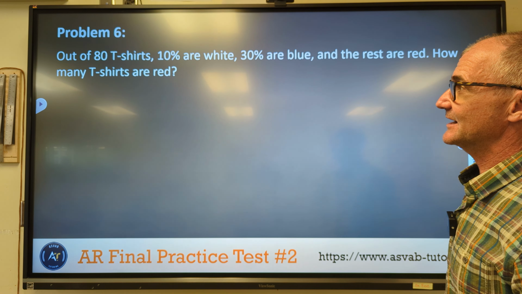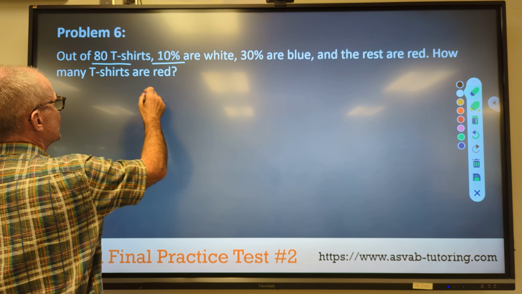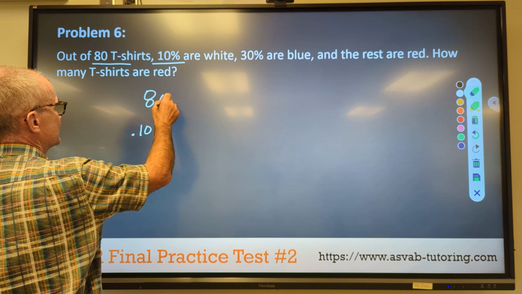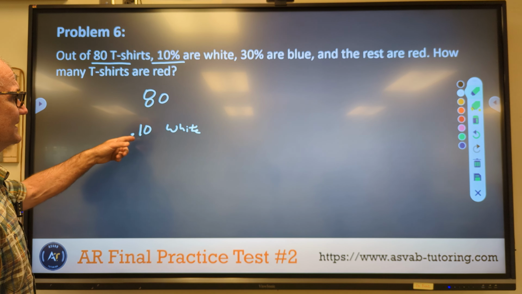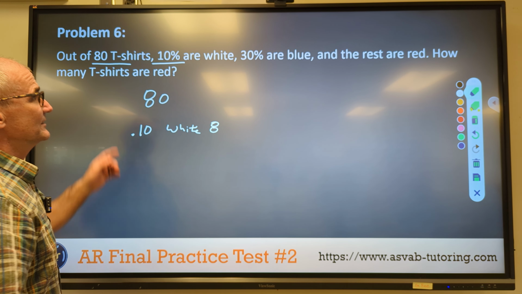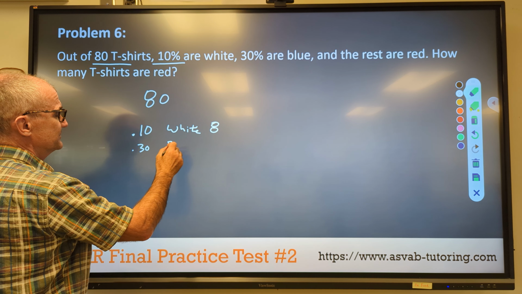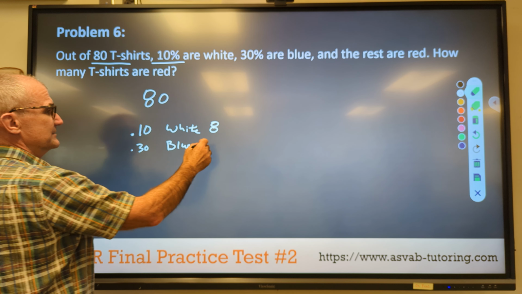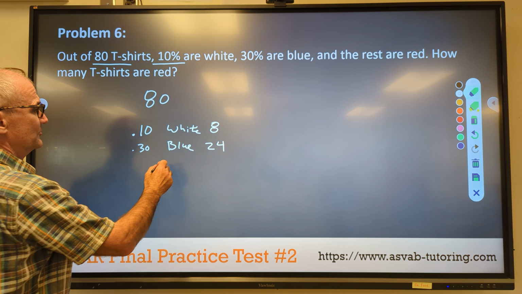Problem number 6. Out of 80 t-shirts, 10% are white. So I got a total number of shirts, 80. 10% of those are white. So I'm going to take that 10%, multiply by 80, which is just going to move that over. So I have 8 white t-shirts. 30% are blue. So I take that 30%, 3 times 8, it's going to give me 24. So I got 24 blue, and the rest are red.